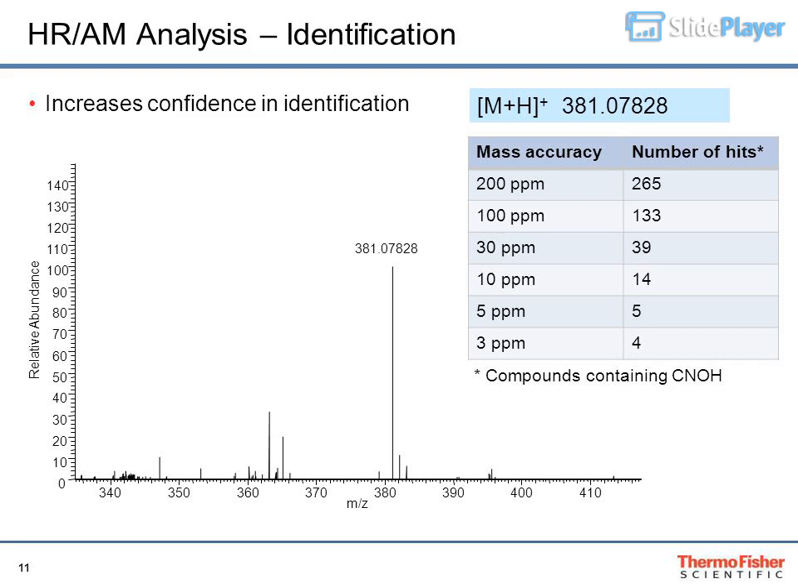Mass accuracy versus number of hits: 200 parts per million, 265; 100 parts per million, 133; 30 parts per million, 39; 10 parts per million, 14; 5 parts per million, 5; 3 parts per million, 4.